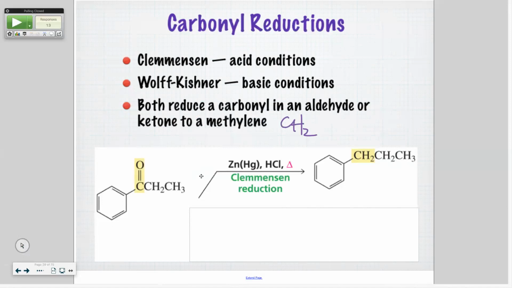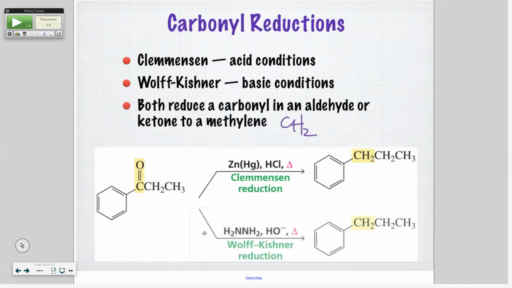Okay, this is called the Clemmensen. It's in acidic conditions. Both of these are going to do the same thing. But the difference is one's in acidic conditions and one's in basic conditions. This one uses NH2NH2.